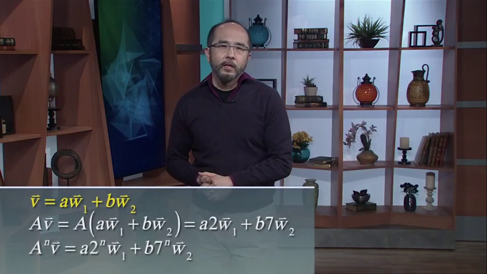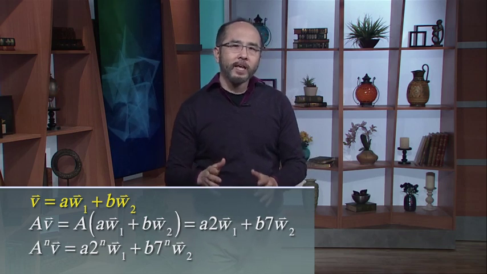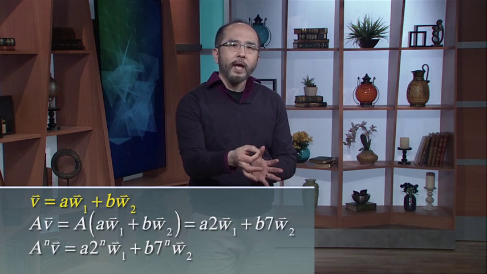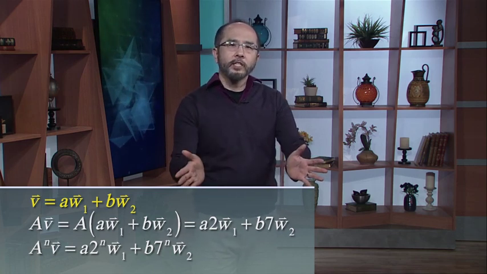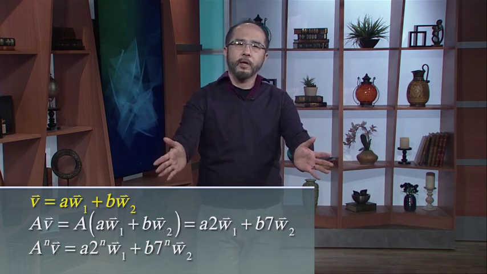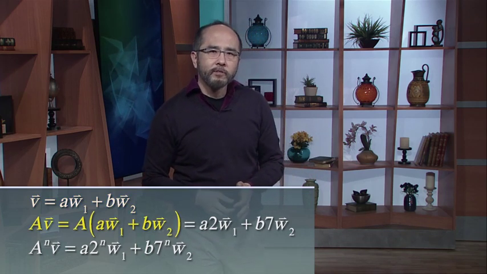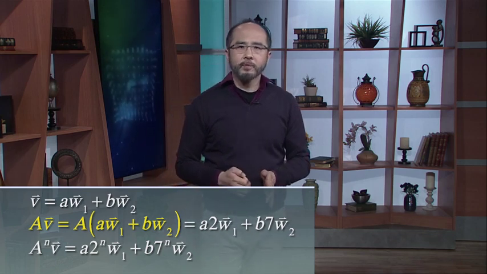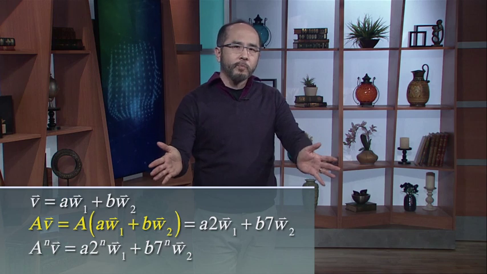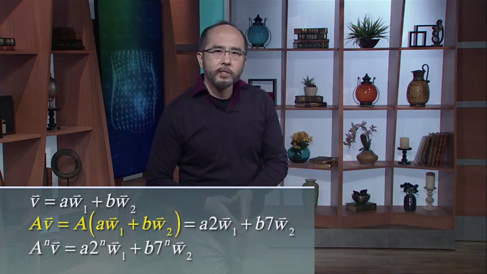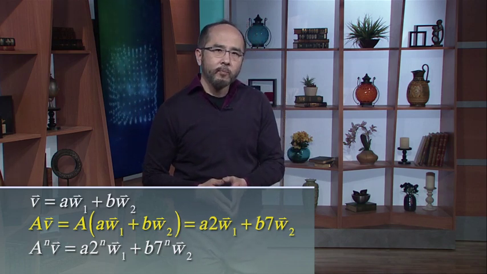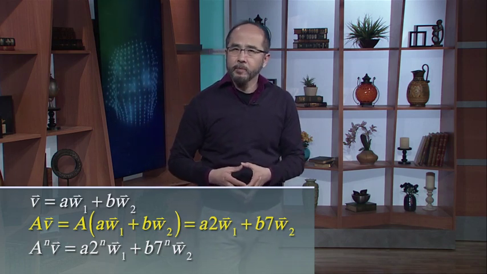Here's why. If w1 and w2 formed a basis, then given any vector v, we could write it as a linear combination of w1 and w2. Let's say a times w1 plus b times w2. Then A times the vector v would be A times the quantity a w1 plus b w2. But by the eigenvalue property, this is just a times 2 times w1 plus b times 7 times w2.